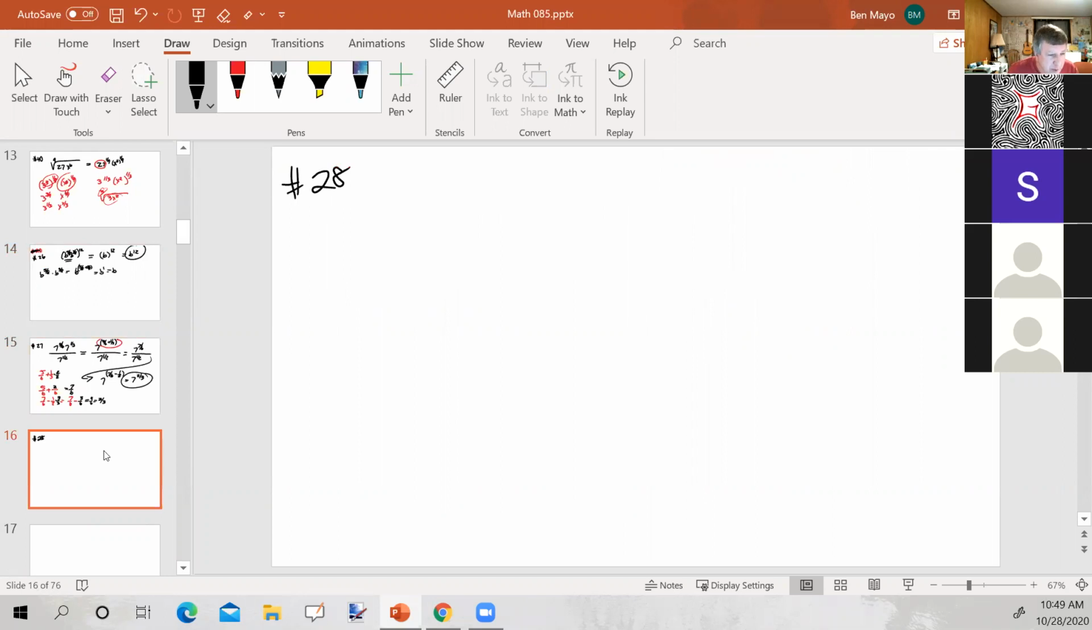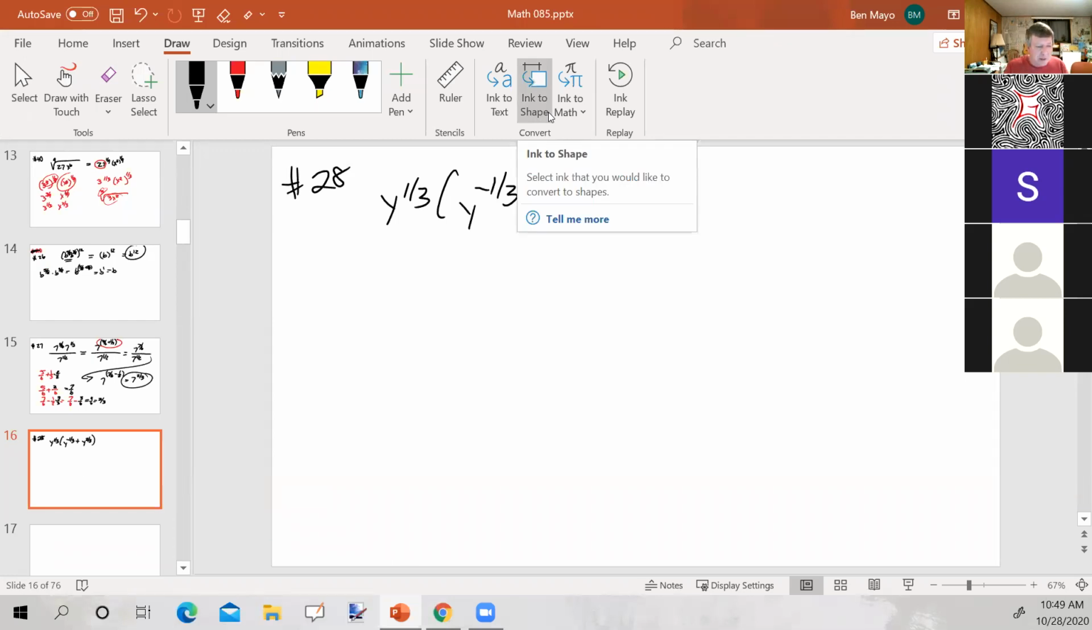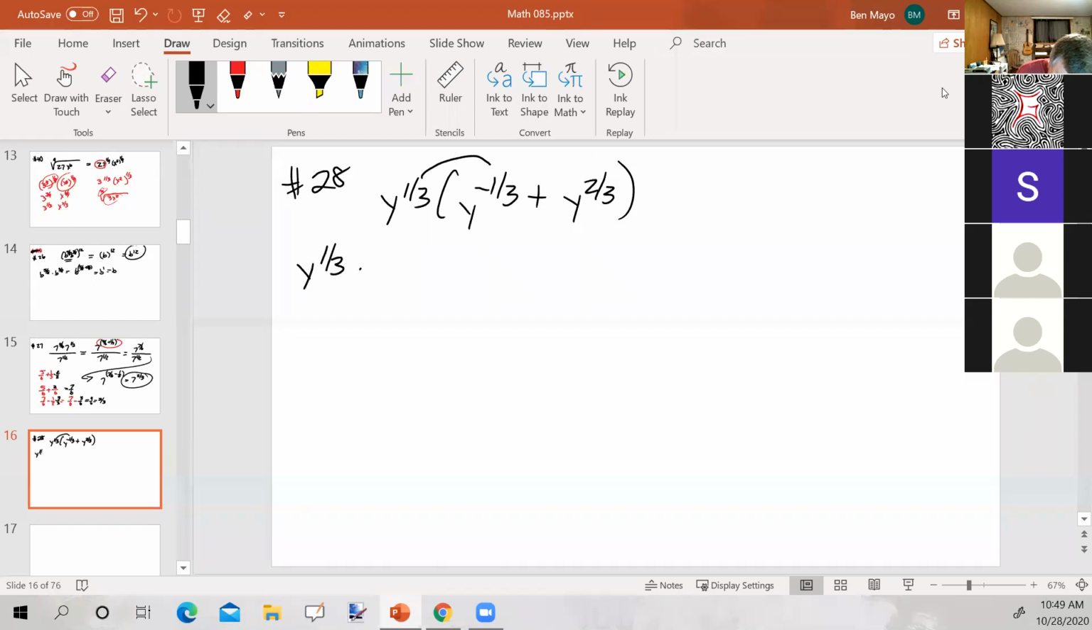All right. 28, perform the multiplications. We've got y to the 1/3 times y to the -3rd plus y to the 2/3. It says the variable represents a positive real number. Simplify your answer completely, so we don't need to worry about absolute value bars. Okay, so I'm going to distribute. I'm going to get y to the 1/3 times y to the -1/3 plus y to the 1/3 times y to the 2/3.